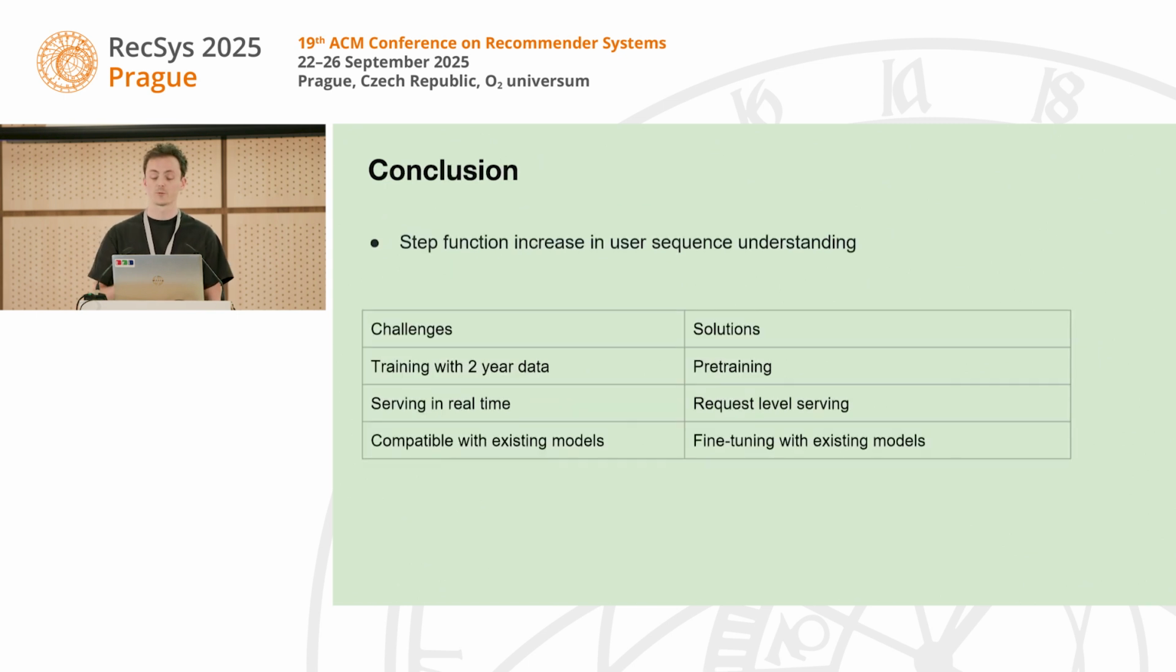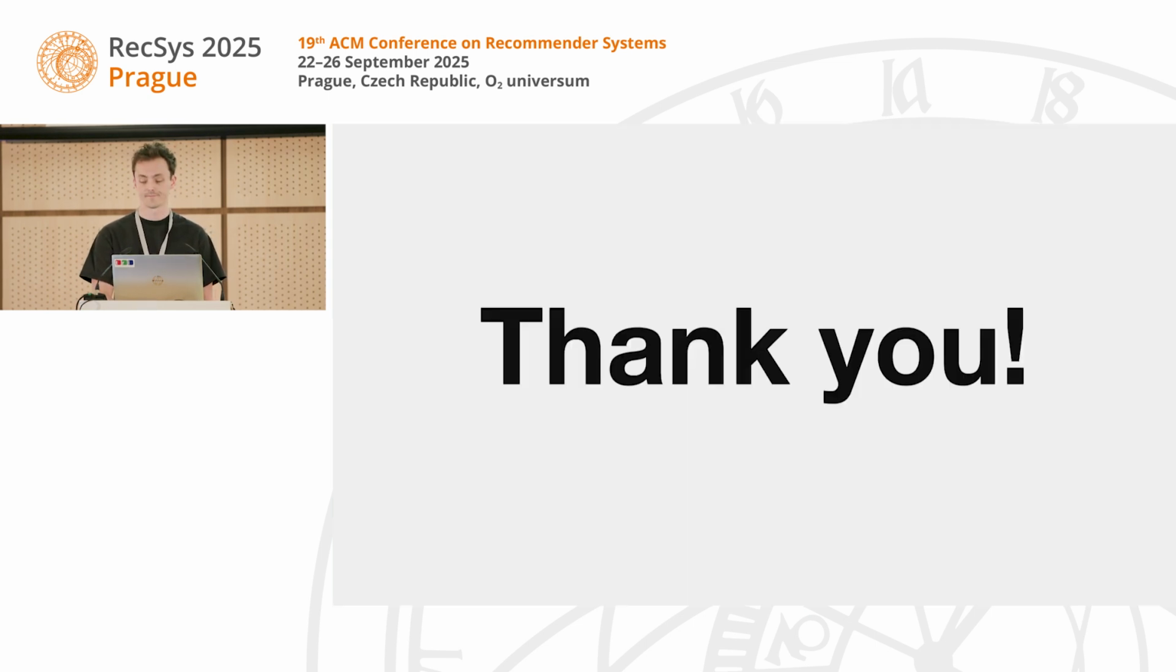So to summarize, we were able to achieve our step function increase in user sequence understanding. We surmounted the challenge of training with 2-year data by adopting a pre-training fine-tuning paradigm. We were able to serve in real time by using request level serving and the deduplicated cross-attention transformer. And lastly, we maintained compatibility with existing ranking models by simply fine-tuning this new foundation model component with the existing ranking models. Thank you.